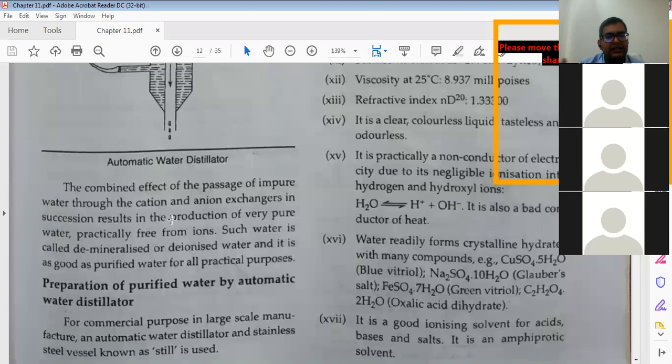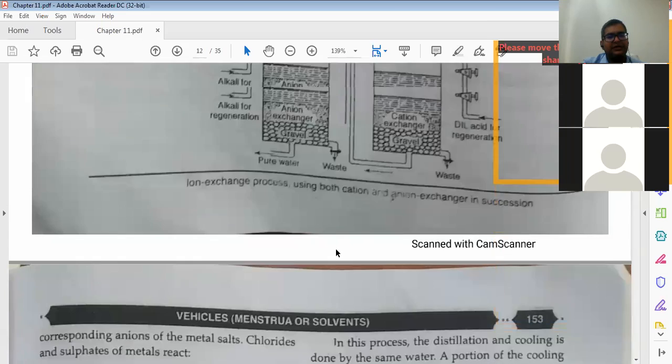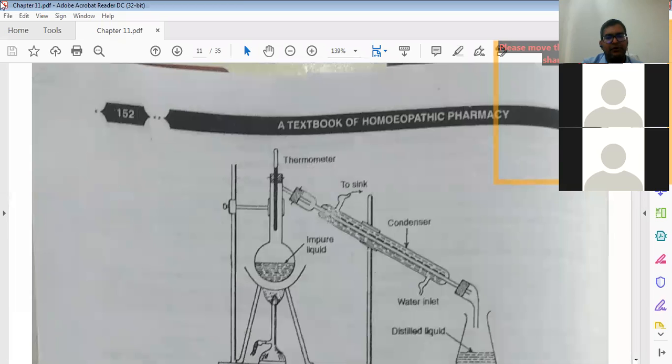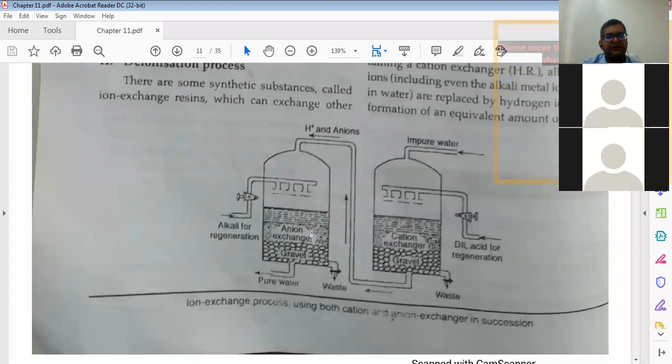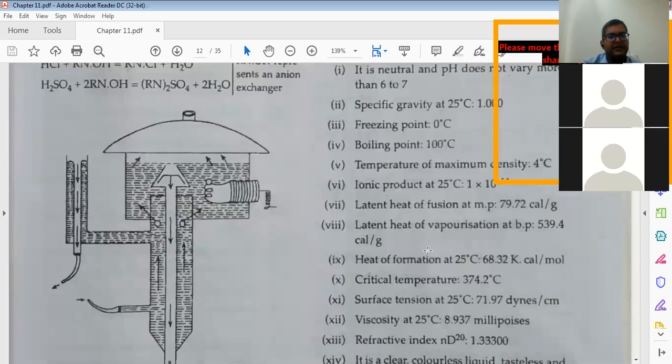We have heard three processes of distillation of water. The first is the glass distillator, which we already have in our laboratory. The second is the ion exchange process for cleaning of water. This we don't have, but this is the process. The third is the automatic distillator, which we also have.